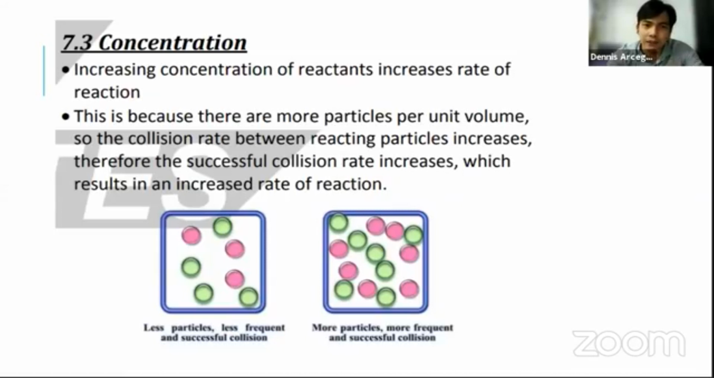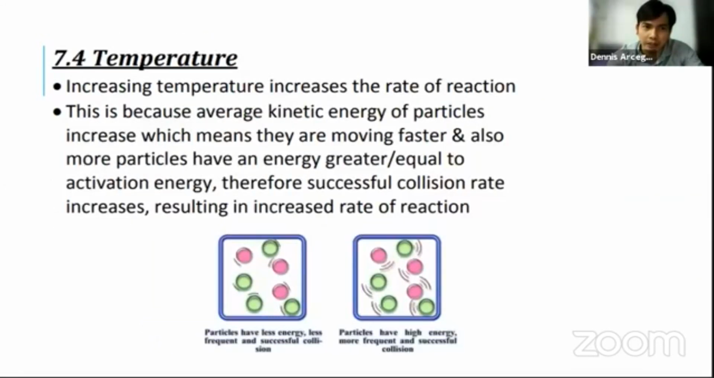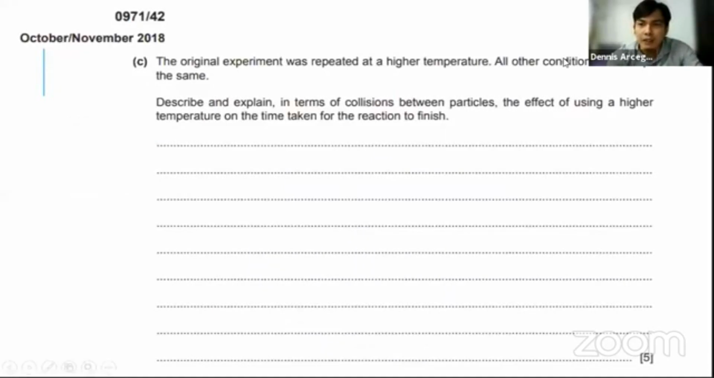So then, these are the factors that can affect the chemical reaction: concentration, temperature, and particle size. Now, as I told you earlier, reaction can be faster or slower. It depends on the temperature, concentration, and surface area like that.